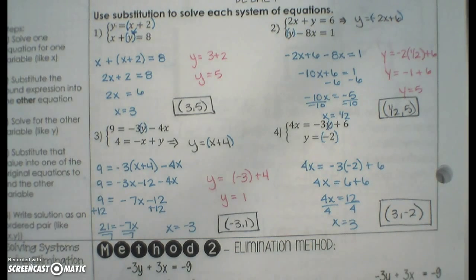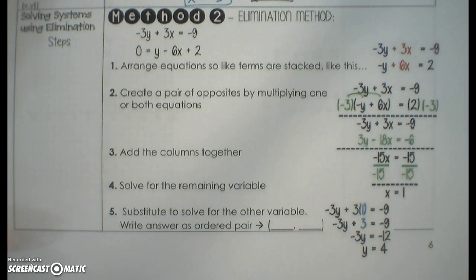All right, let's take a look at our next method. And our next method is elimination. Elimination is my favorite, where you get to arrange equations so they're stacked, almost kind of like adding and subtracting. You did it in elementary school. And then you're going to create a pair of opposites by multiplying one or both equations.